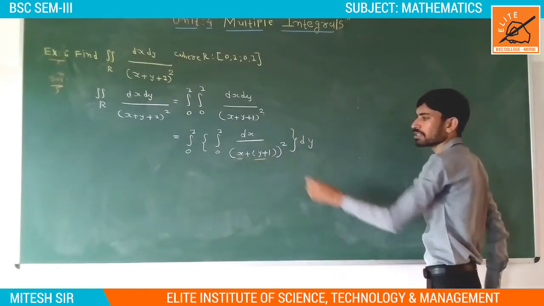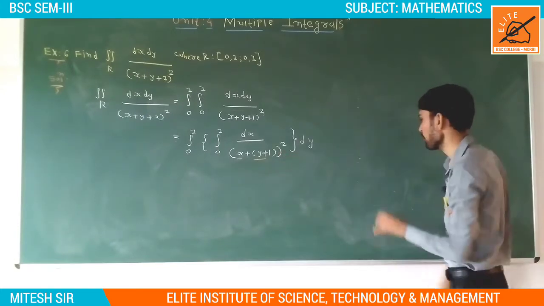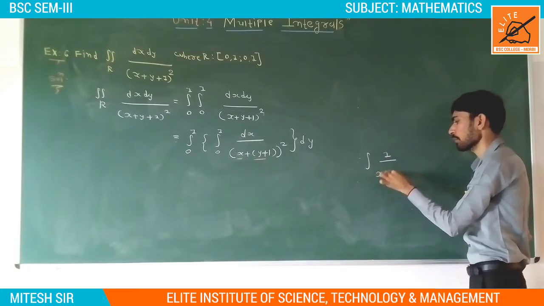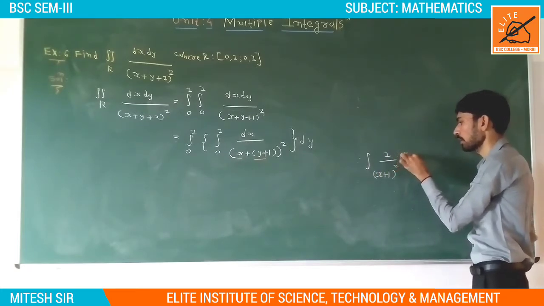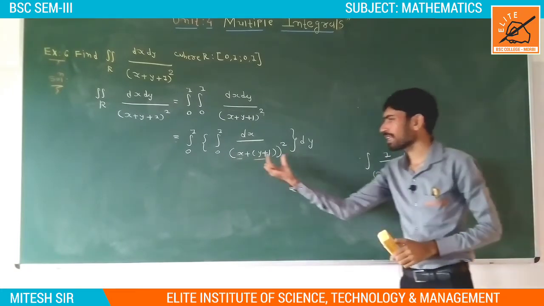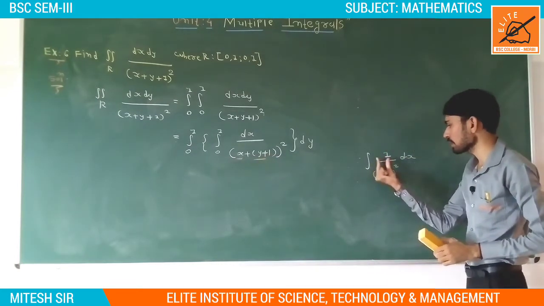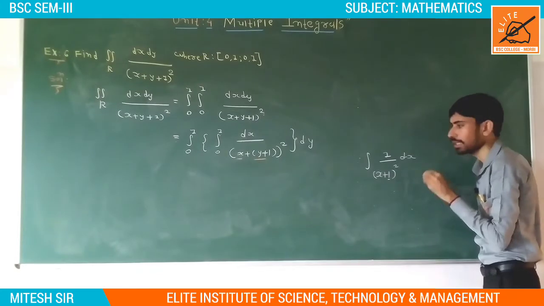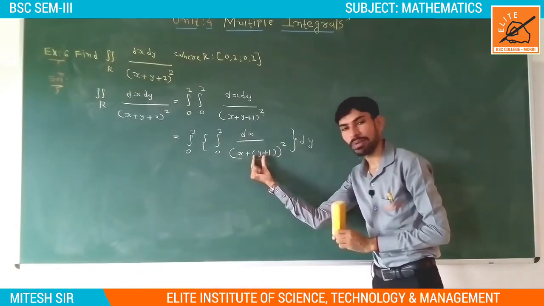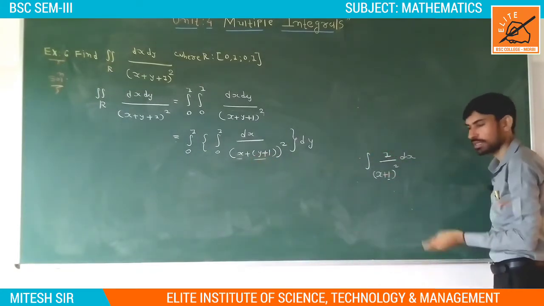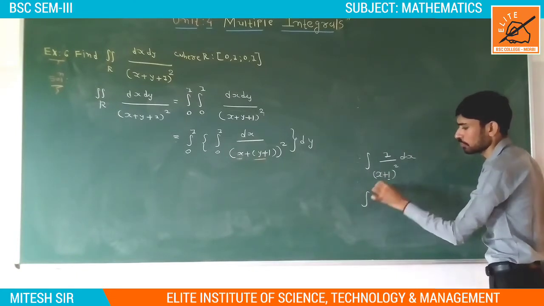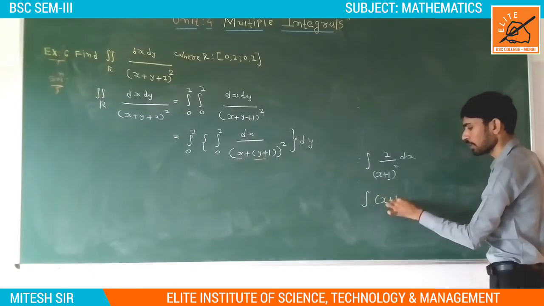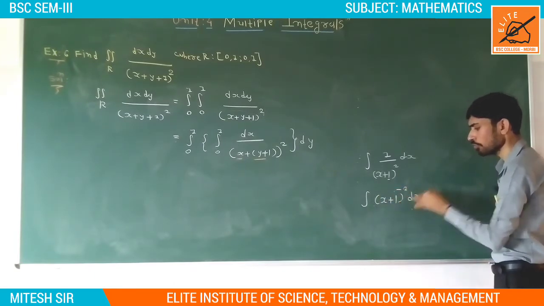So to understand the integration of this function, here we write the integration of 1 upon (x plus 1) whole square dx. To understand this integration, we take an example: integration of 1 upon (x plus 1) whole square dx. Here 1 is a constant, and in the same way y plus 1 will be the constant. So what is the integration of this? The integration of this is nothing but, 1 upon (x plus 1) whole square can be written as (x plus 1) raised to minus 2 dx.